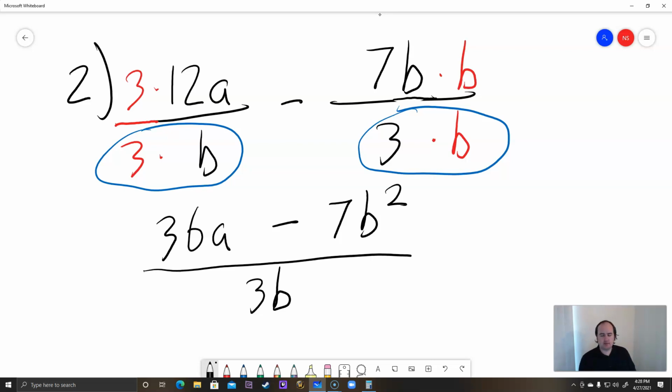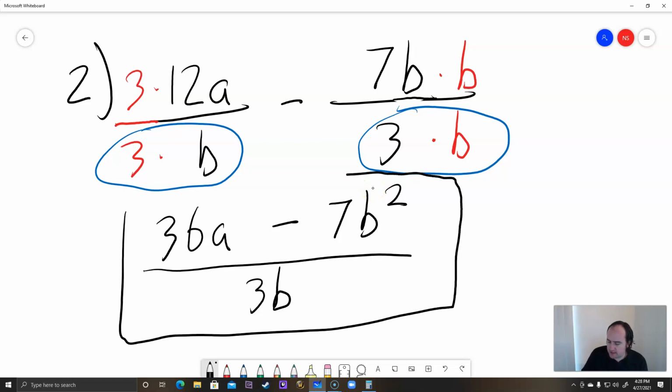And I know it looks like you'd be able to cross something out or cancel something out here, but this is actually as simplified as it gets. So you don't want to do anything else here. You can't even really factor the numerator, so there's nothing left to do here. So this is actually going to be our answer. 36a minus 7b squared all over 3b.